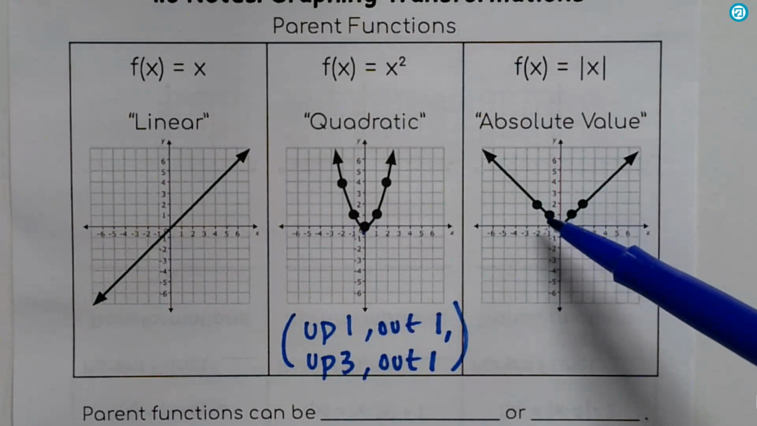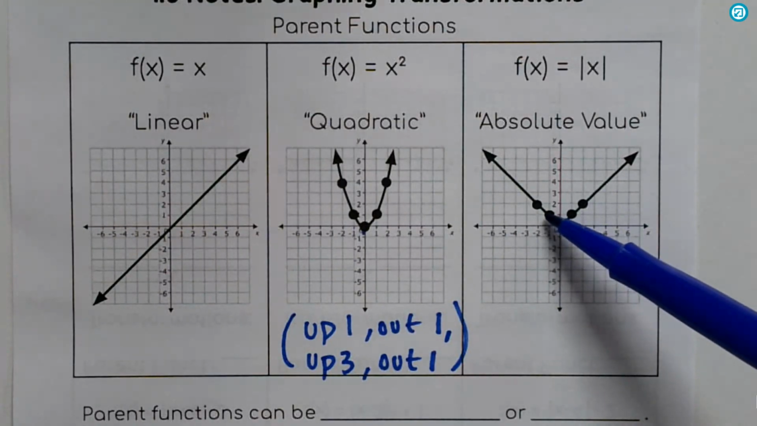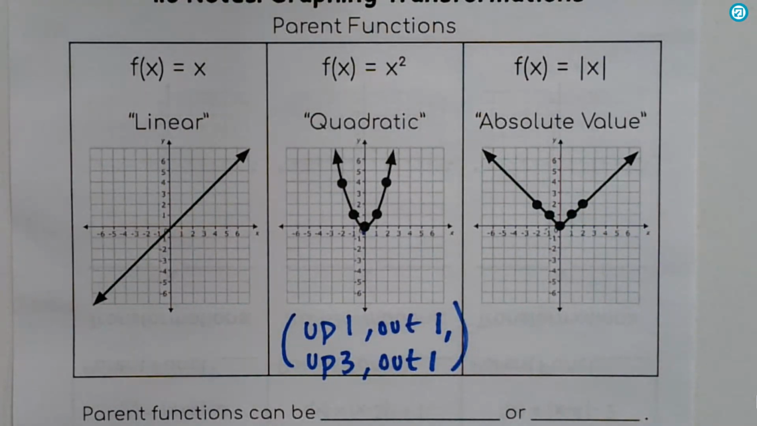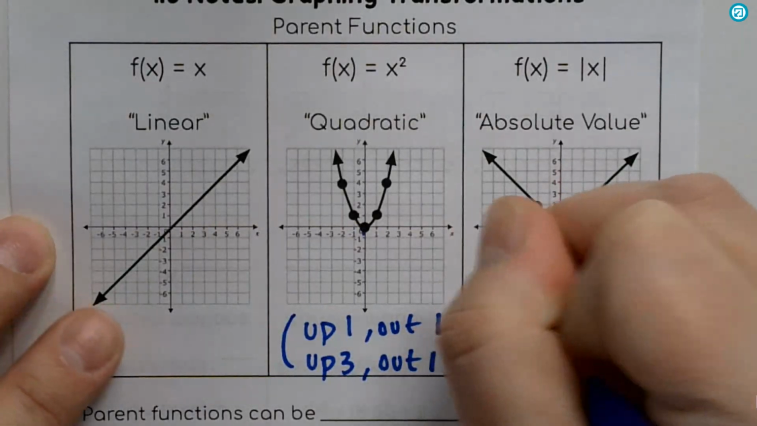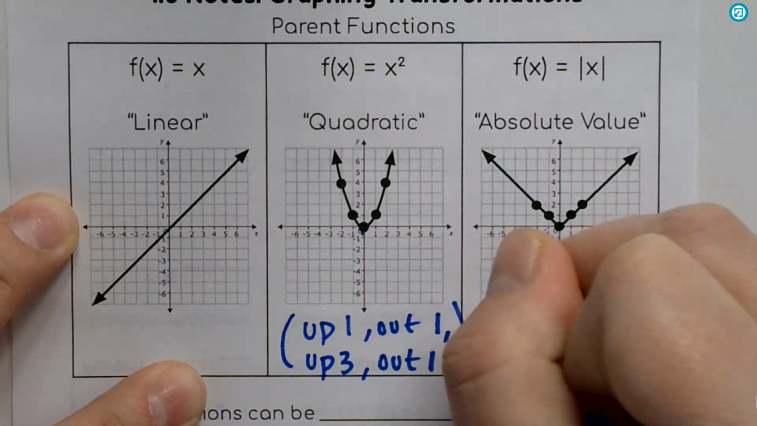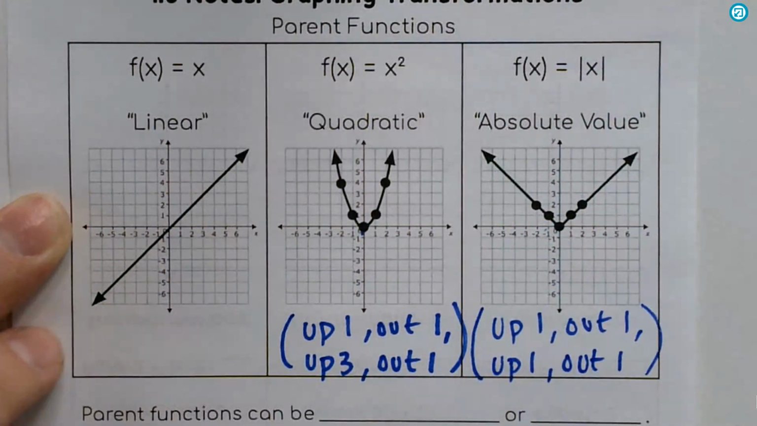So distance is always positive. We talked about that back in Unit 1 when we were solving absolute value equations. Distance is always positive. So absolute value of negative 1 is 1. Absolute value of negative 2 is 2. So that's why it goes up and out on both sides. So if you're trying to remember the shape for this one, it's going to be up 1, out 1, and then up 1, out 1 again. So there are your 2 shapes that you're going to need for today.